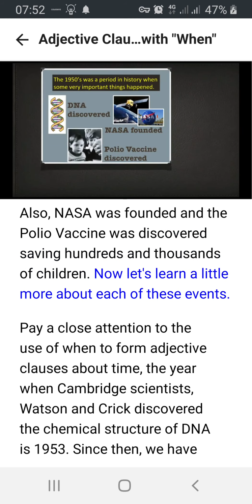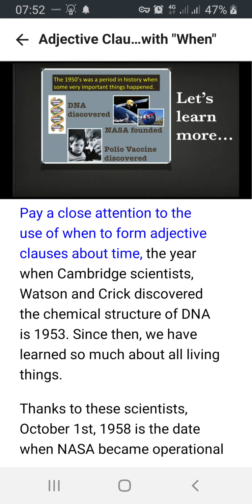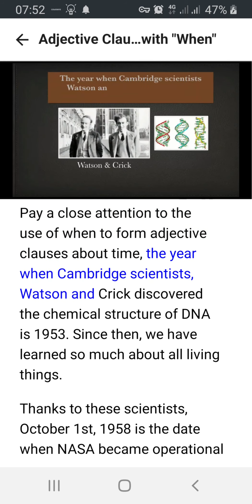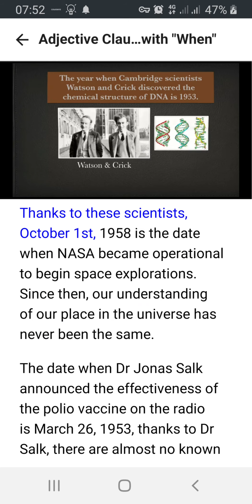Now let's learn a little more about each of these events. Pay close attention to the use of when to form adjective clauses about time. The year when Cambridge scientists Watson and Crick discovered the chemical structure of DNA is 1953. Since then, we have learned so much about all living things thanks to these scientists.